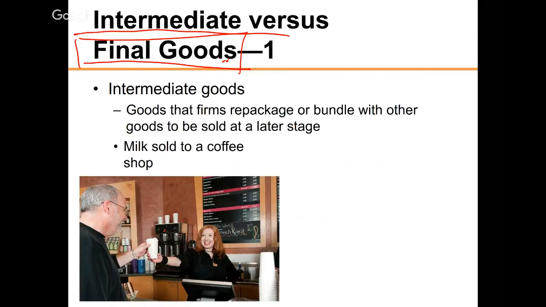Let me give another example. Let's suppose we take a piece of paper. Is that a final good or an intermediate good? It depends on who buys it.